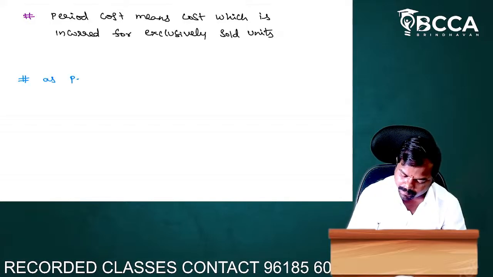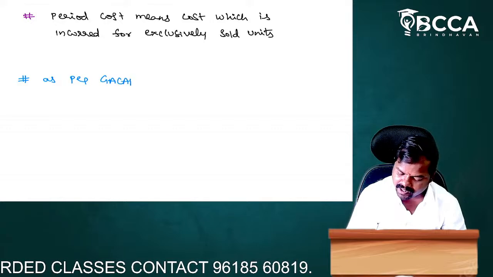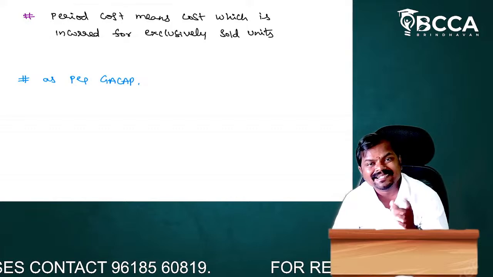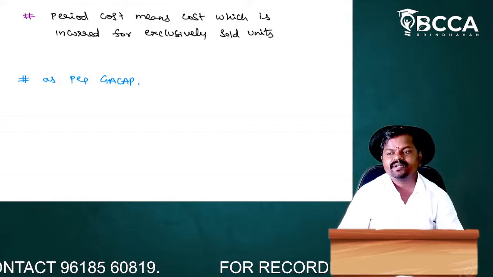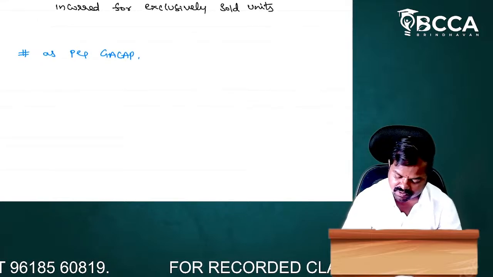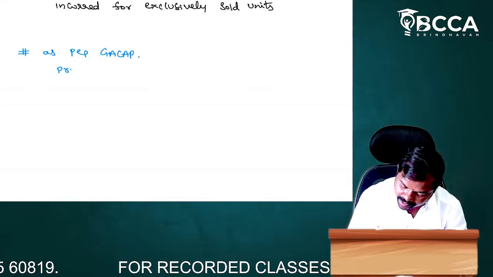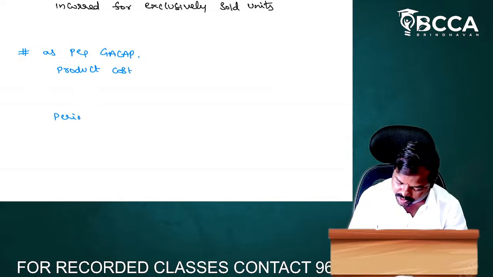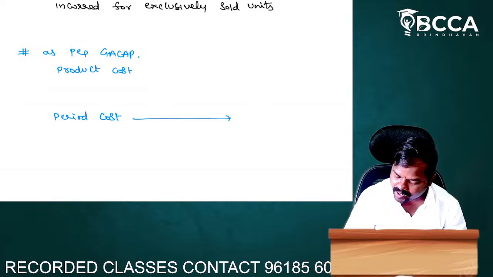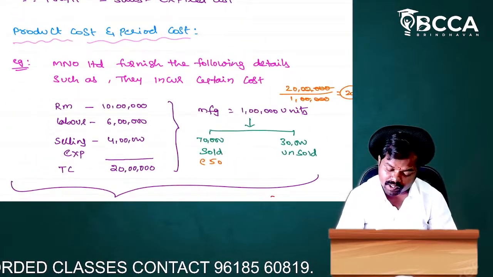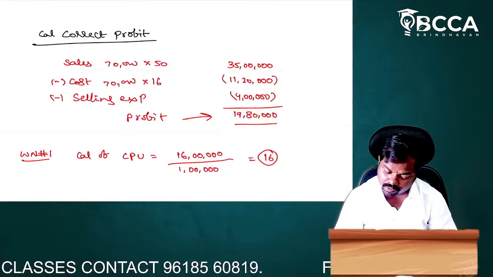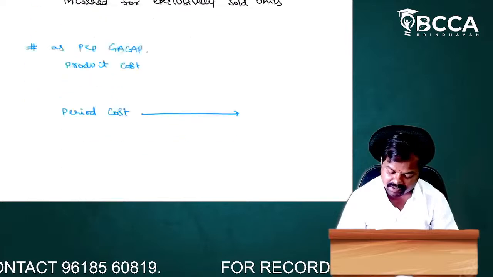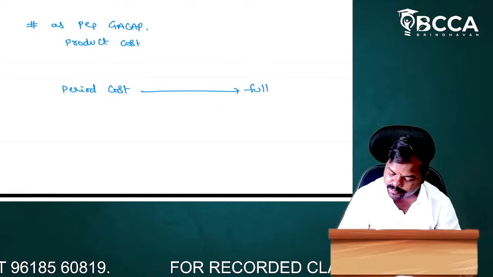As per GACAP, GACAP means generally accepted cost accounting principles: product cost and period cost. If you observe this example, what is the period cost? 4 lakh. In the correct calculation, the entire 4 lakh I charge to current year revenue. It means period cost is fully expired.